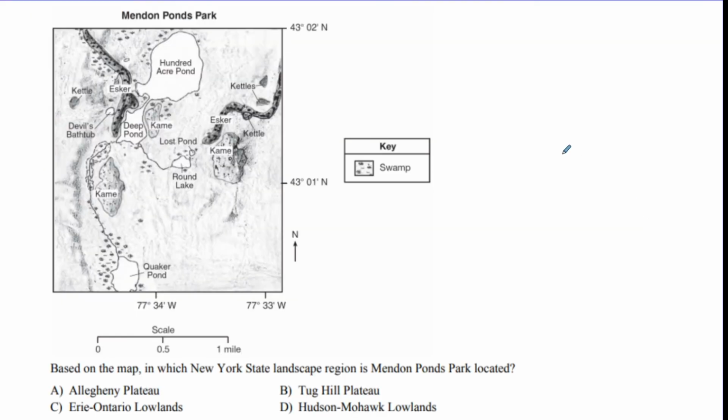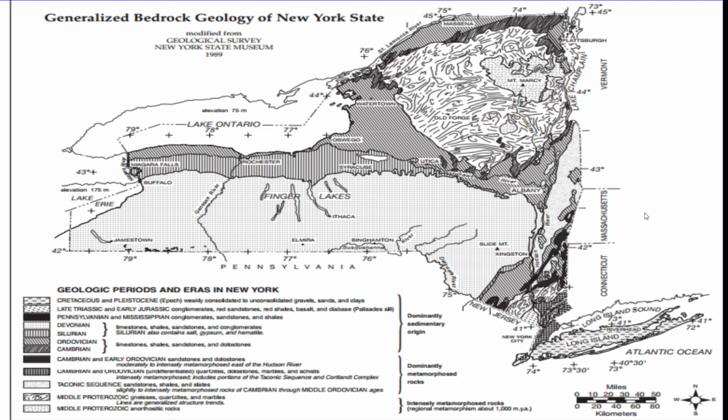Number 7, you need your reference table. That's your hint. And you need page 2 and 3 like we talked about. Based on the map, in which New York State landscape region is Mendon Ponds Park located? And I will give you a hint, you have to use latitude and longitude. All right, well, it looks like we're around 43, 77. The minutes are going to make barely any difference because we're within about 1 minute each way. So I'm just going to go to 43, 77 on this page.